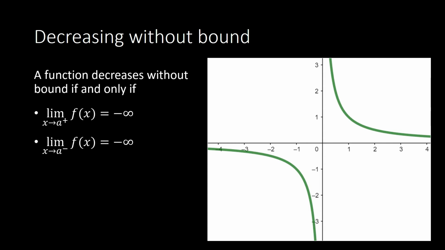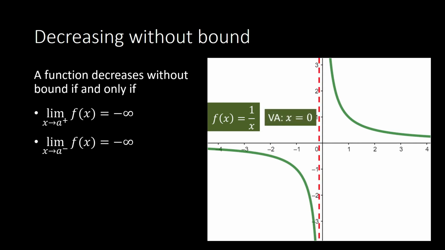Your function decreases without bound if and only if this is true. So let's say, for example, this one. This one is a rational function whose vertical asymptote is x equal to 0. When x approaches 0 from the left, our function approaches negative infinity. But on the other side, as x approaches 0 from the right, our function goes to infinity, or our function increases without bound.